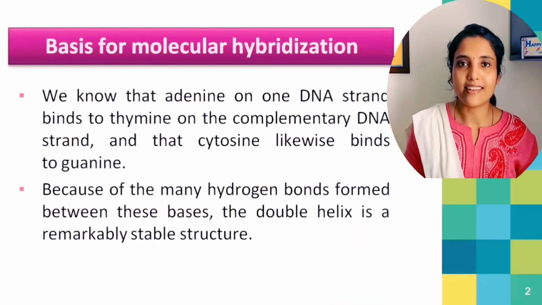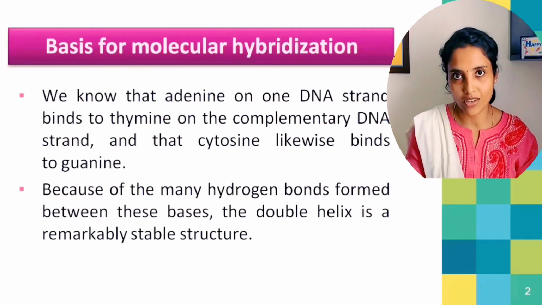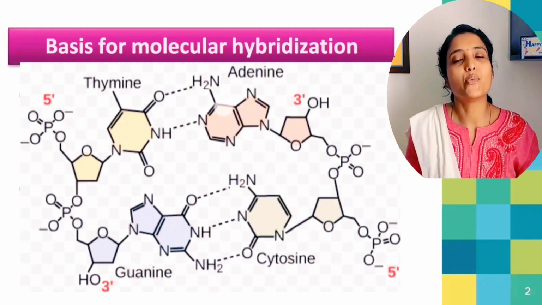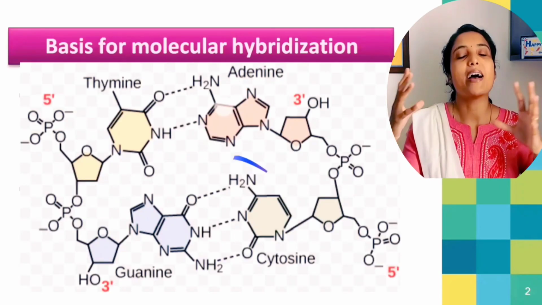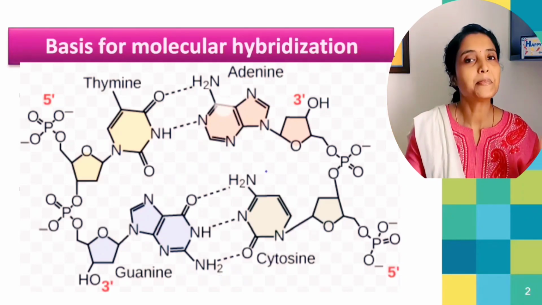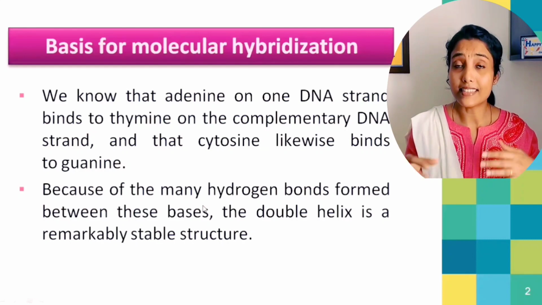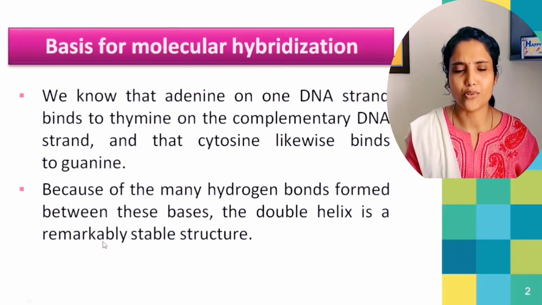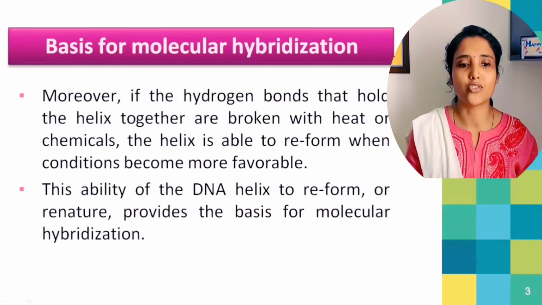They have base pairs, and two strands of DNA together coil up to give the double helix structure, right? So we know that adenine base pairs with thymine with a double hydrogen bond. We know that cytosine base pairs with guanine with a triple hydrogen bond. Since there are many hydrogen bonds, DNA is a very stable structure. So that's what is being said over here. DNA is basically a very stable structure.